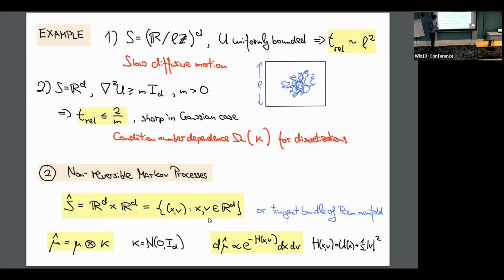And then now you have an extended measure, which in the first component is just your original measure. And then you can, for example, take a product measure and just take a standard normal distribution in the second component. And then you have a measure on position and velocities, and the density is just e to the minus H of (x,v), where H is the Hamiltonian. So it's just U of x plus 1/2 |v|^2, written here.